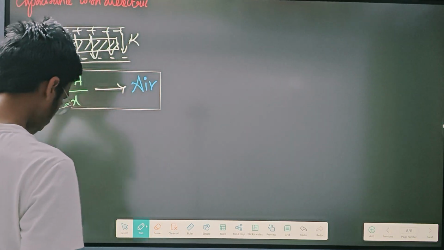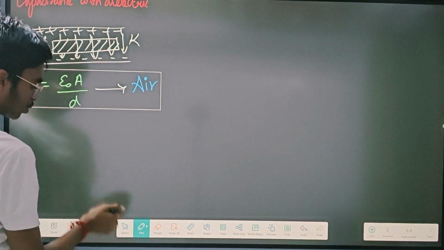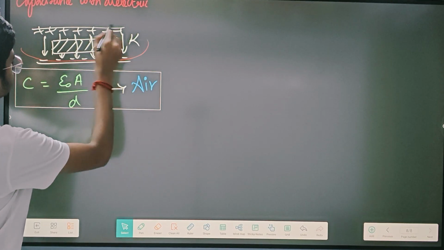Okay, so now what is it? See, you can zoom in closely. I don't know whether it is visible for the camera.